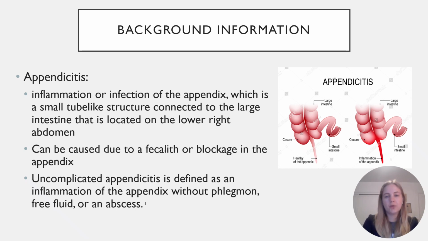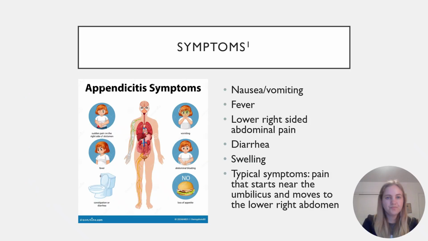So in this photo, the appendix is connected to the large intestine and it's connected to the cecum as well, and it's near the small intestine. Appendicitis can be caused due to fecalith or blockage in the appendix. Uncomplicated appendicitis is defined as the inflammation of the appendix without phlegmon, free fluid, or an abscess.